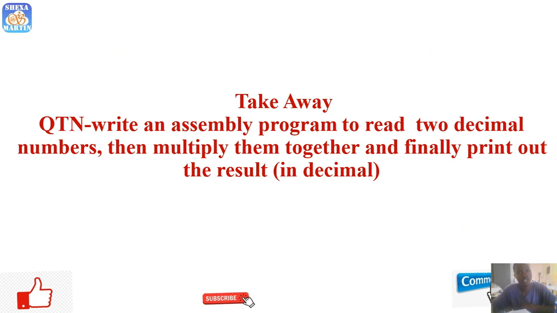Right, let me give you a takeaway. By takeaway, I mean just a homework or practice question. Write an assembly program to read 2 decimal numbers, then multiply them together, and finally print out the result in decimal. Right, let me reread. Write an assembly program to read 2 decimal numbers. It's reading 2 decimal numbers from the keyboard, from the user, then multiply those 2 numbers and print out the result, and the result is in decimal. So you are reading 2 decimal values, you multiply them, the result you print it out, which is still in decimal.